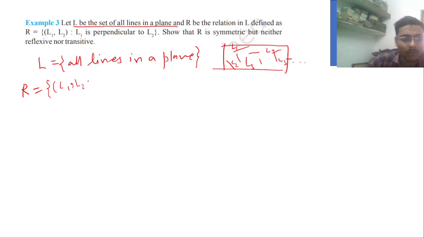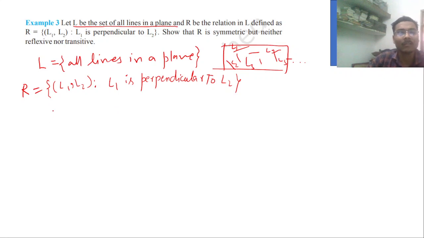L1 comma L2, L1 is perpendicular to L2. Now we have to show that R is symmetric but neither reflexive nor transitive. So we will have to again solve all the three criteria here: reflexive, symmetric and transitive. First we are solving for reflexive.